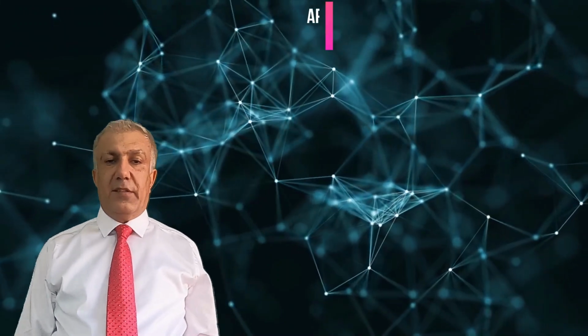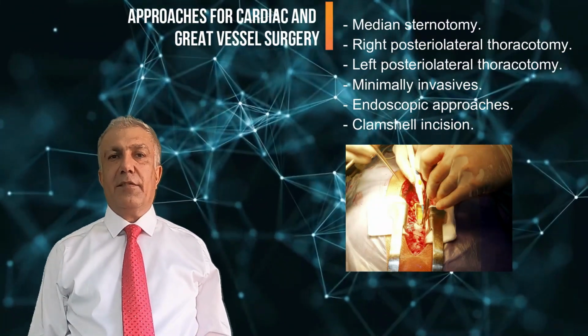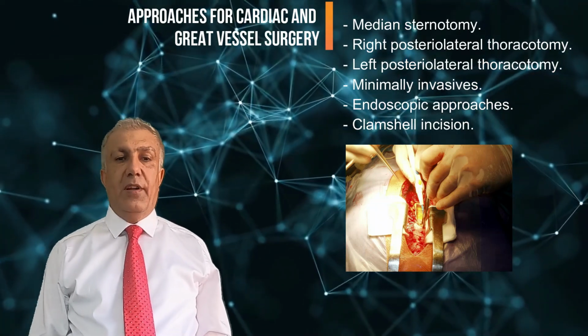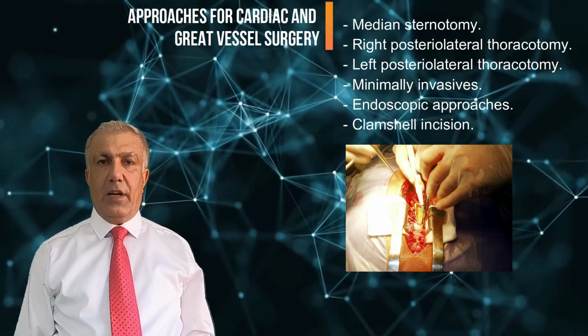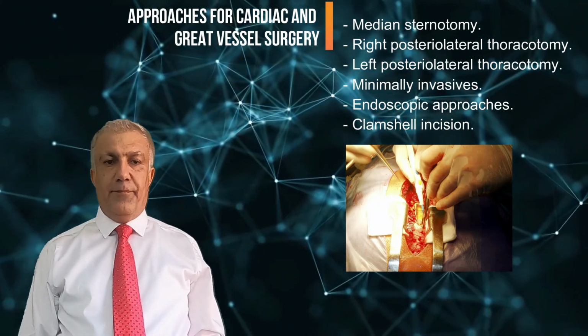Approaches for the cardiac and great vessel surgeries. The main and the commonest incision for cardiac surgery is median sternotomy, through which most of the cardiac defects can be surgically repaired. But others, like right posterior lateral thoracotomy, can be used in cases of palliative surgery for congenital heart diseases, or left posterior lateral thoracotomy in cases of aortic defects like PDA, coarctation, interruption, and others.